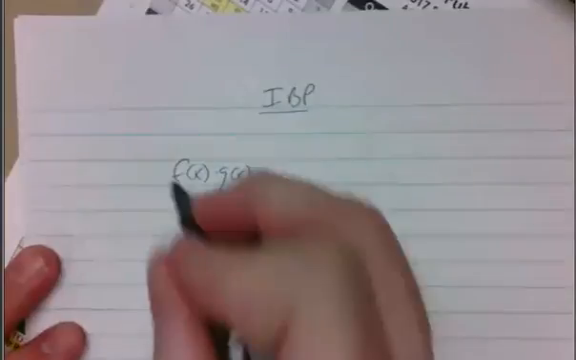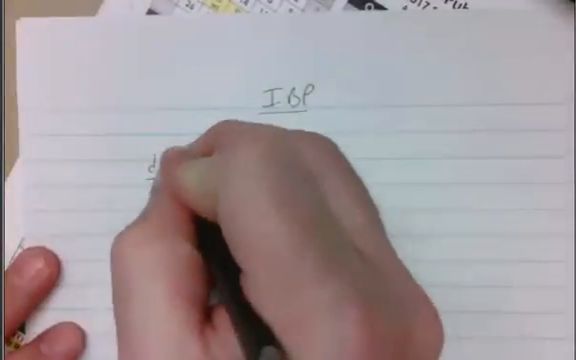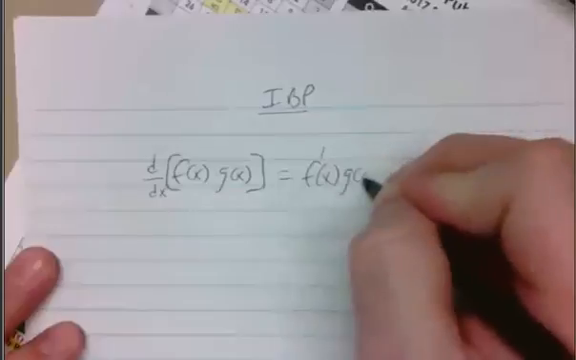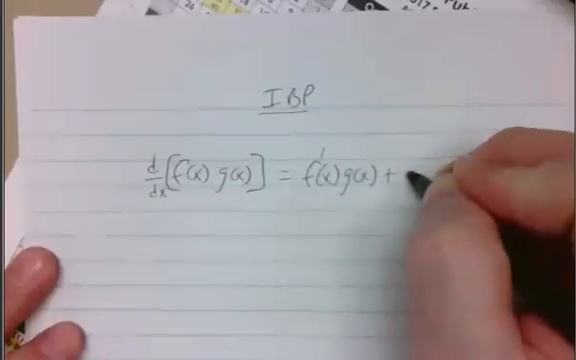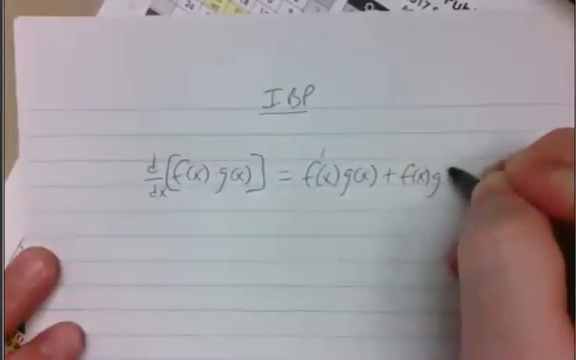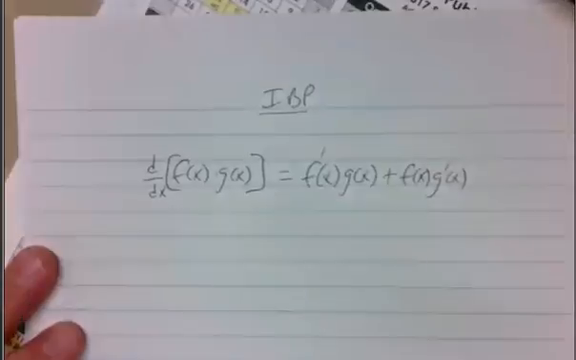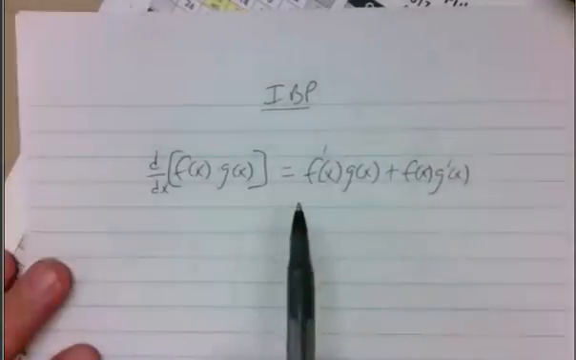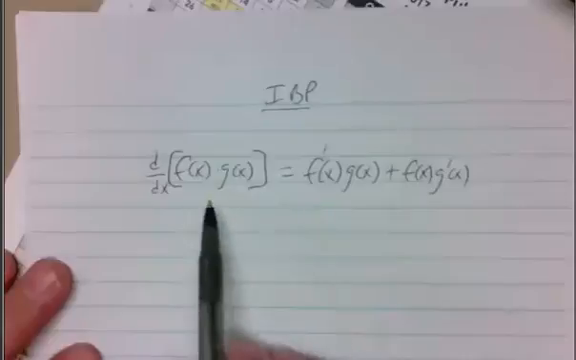Let's take the derivative of that. So the derivative of f of x, g of x with respect to x, we've got f prime of x times g of x, plus, and then we'll just leave the f of x alone, g prime of x. And there's our product rule. Well, to do integration by parts, we're basically going to take this and go backwards. We're going to reverse the whole process.